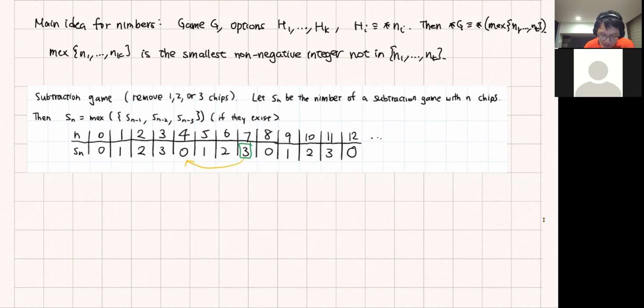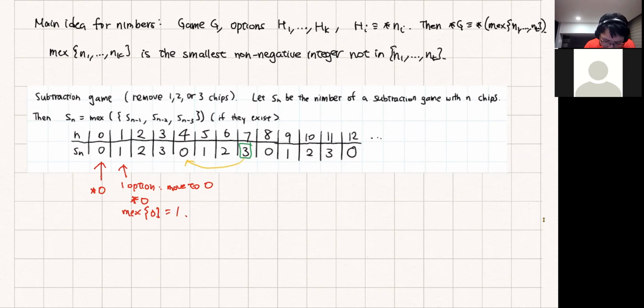The way you do this is to start with the first one, which is the game with no chips. There are no options, so this one will be star 0. If you have 1 chip, then you have 1 option, which is to move to 0, which is star 0. Then the max of 0 is just 1. So this is star 1.